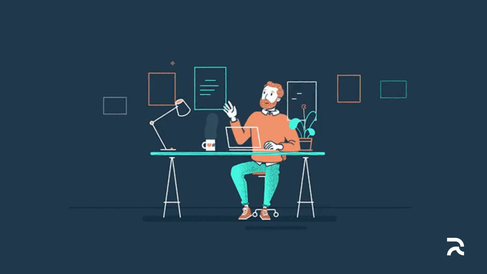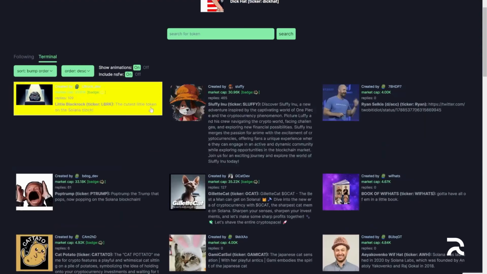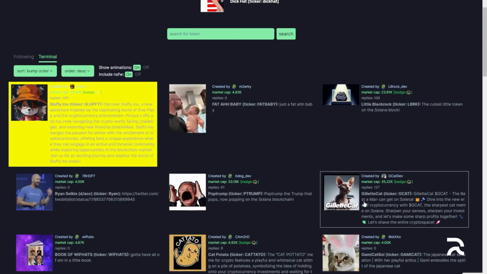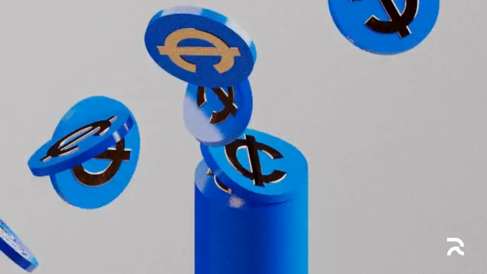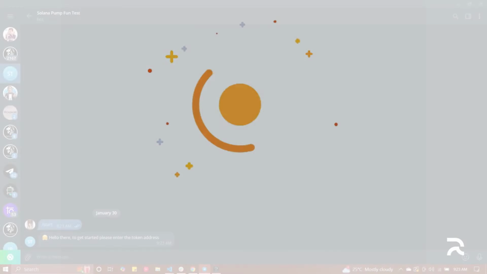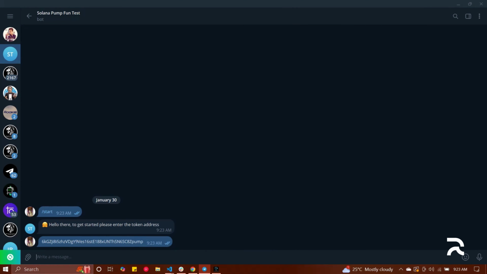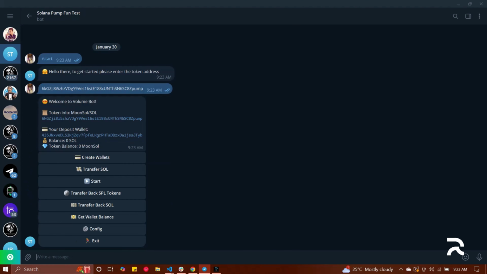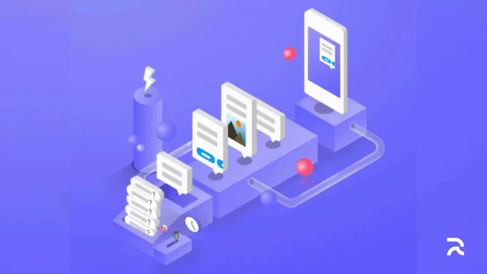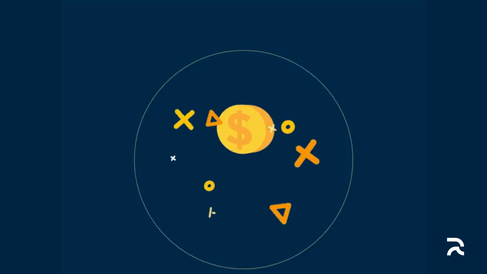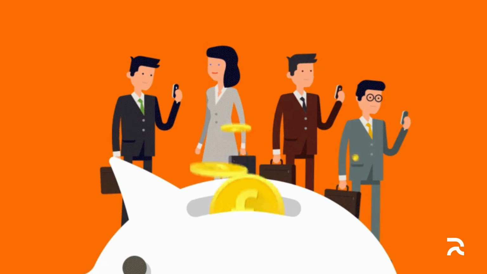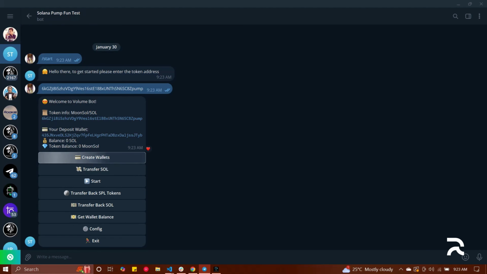Let's get started. Pump.Fun is a decentralized platform that allows users to launch and trade tokens effortlessly. But trading volume plays a crucial role in a token's success. That's where our Pump.Fun Telegram volume bot comes in. This bot automates trades to simulate organic activity, boosting token visibility and attracting real traders. Let's walk through how we built it, starting with the fundamentals.